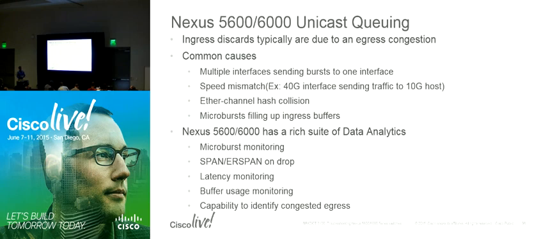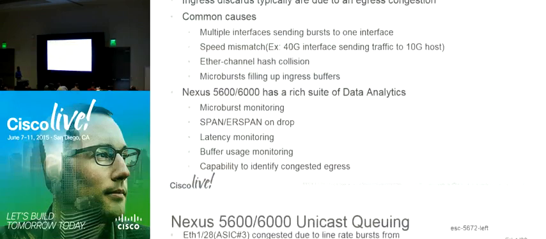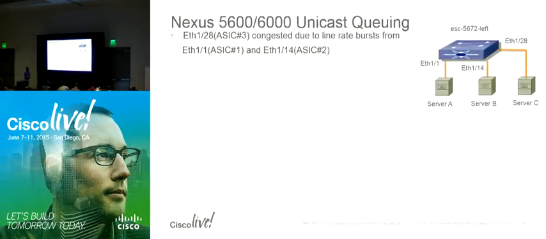Remember I said we have 25 meg buffers. We can see how much of the buffers are being used. And lastly, but the most important thing, which is a big boon for you all and Cisco TAC folks, is the capability to identify the egress congested interface. So in my lab, I knew 1/28 was congested because I was artificially congesting it.